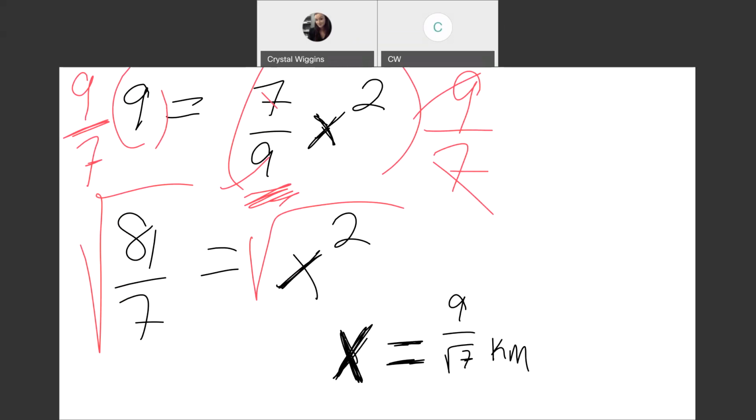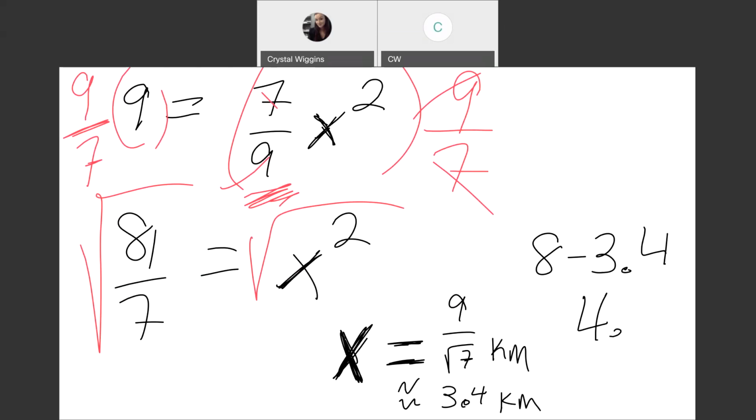So if we find an approximate answer, we do 9 divided by the square root of 7 in our calculator, and we get approximately 3.4 kilometers down the river, and then he should run the rest. Okay, so if we want to know what the rest is, we take 8 and subtract 3.4. So 8 minus 3.4 leaves us with 4.6 kilometers that he's going to run. So he is going to row 3.4 kilometers downstream. Well, actually, no, that's not true. He's going to row diagonal, so we don't know that length yet.